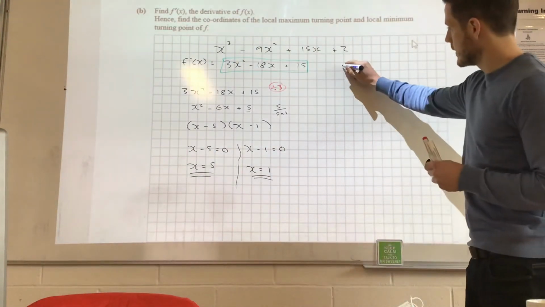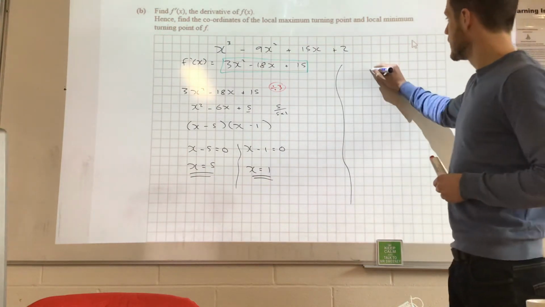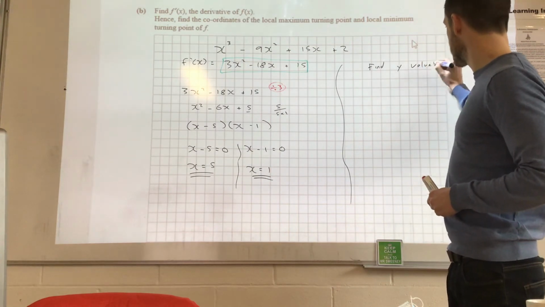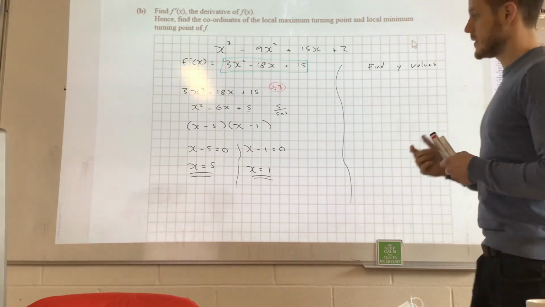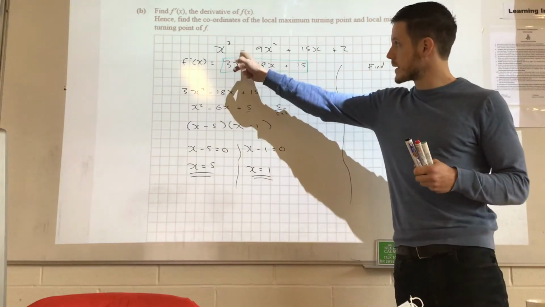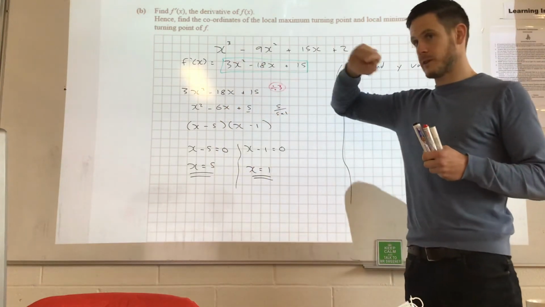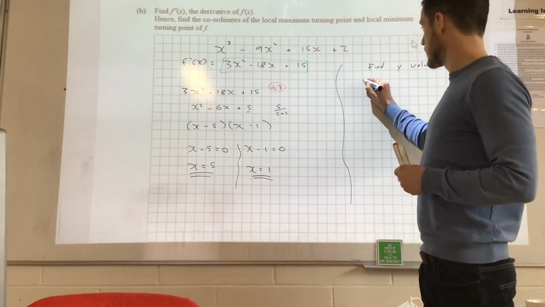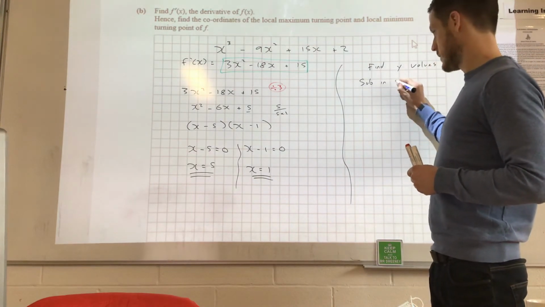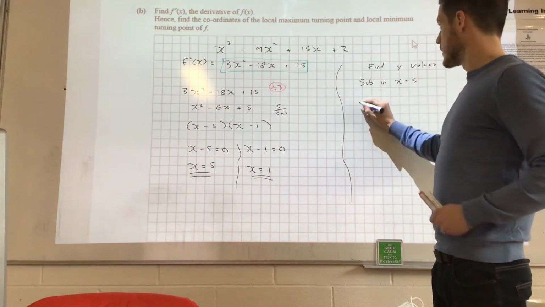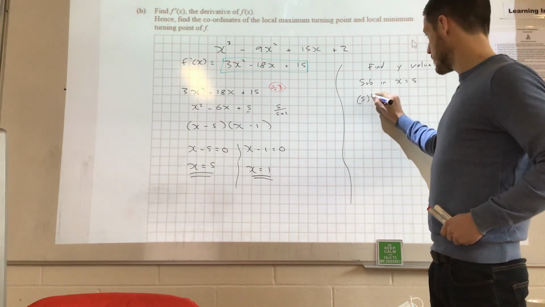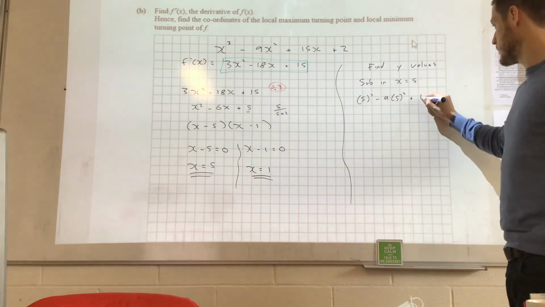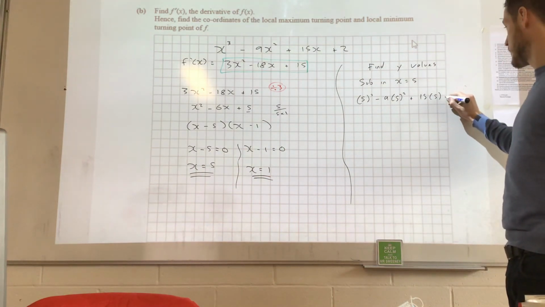Now, I found my x values. I need to find my y values. And all I do there is take these and sub them back into the original equation. So I'm going to sub in x is equal to 5. So I'm going to do 5 cubed minus 9 times 5 squared plus 15 times 5 plus 2.